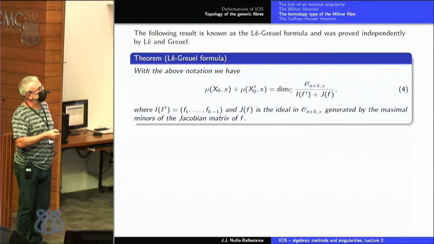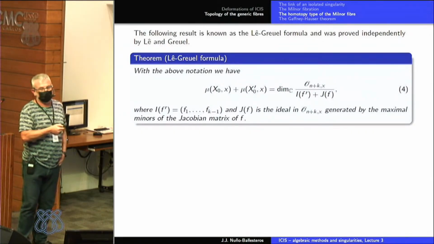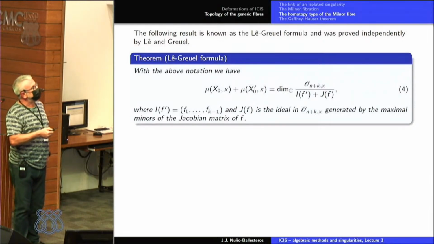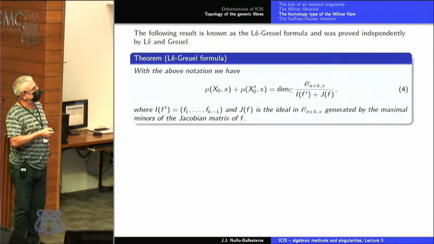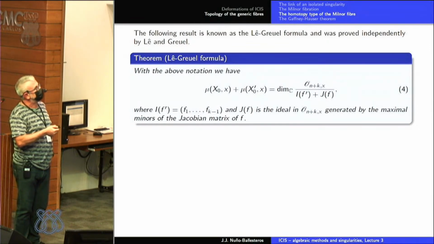ring of holomorphic functions in n plus k variables, quotient by the sum of these two ideals. The first ideal is I of f prime. This is the ideal generated by the first k minus 1 components. So we skip the last one. And J of f is the Jacobian ideal, which is the ideal generated by the maximal minors of the Jacobian matrix of f. So here we take all the components. In the first ideal, we take only the first k minus 1, and here we take all the functions.